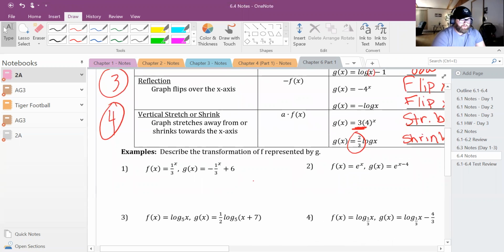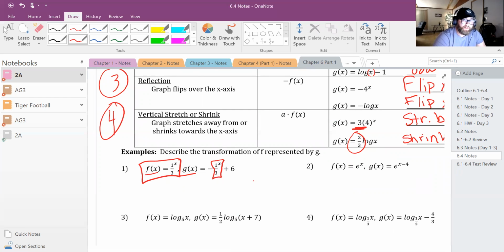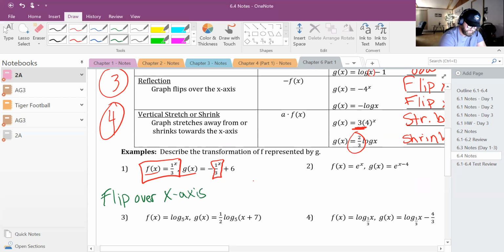Okay, we want to describe the transformation of f represented by g. So f is my original, g is my new function. Okay, so this right here is my function. I just did that on purpose so you can see it. Exponentials are a little bit weird. Your brains aren't used to seeing it like this. Okay, but that 1/3 x is the function. That's my f of x. Okay, so how is my original different than my new function? Well, it's got a negative up front. What does that tell me? It's a flip. Negative up front. And it's got +6 on the outside, so it's up 6.